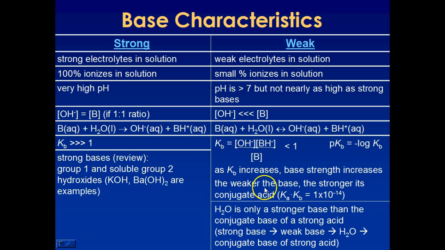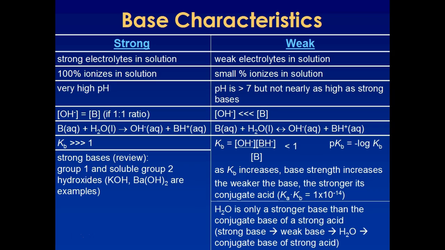This is the part here I think where there was something off. As the Kb gets bigger, it gets closer to 1, you become a stronger base. And then depending on the strength of your base, if it's a weaker base, it's going to have a stronger conjugate acid and vice versa. And your strong bases are anything that is a hydroxide that's soluble, typically your alkali metals, and there's 3 alkaline earth metals that are soluble: barium, calcium, and strontium.